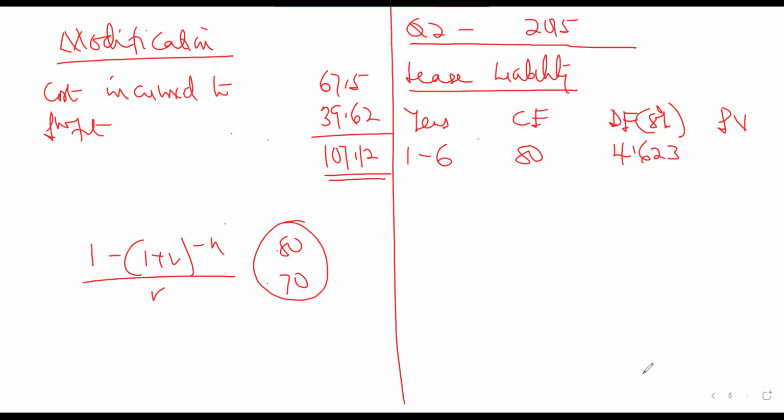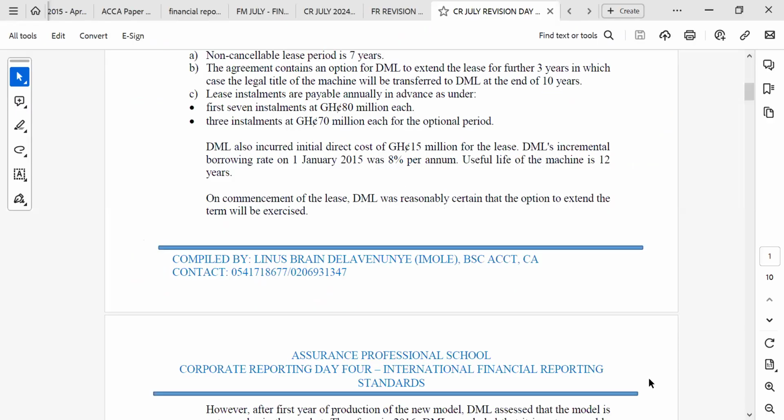Okay. Can we do year 7 to year 9 over here to be 70? Can we do year 7 to 9? Yeah.